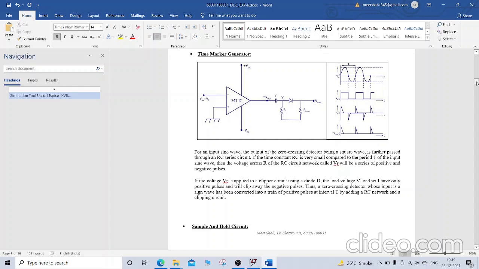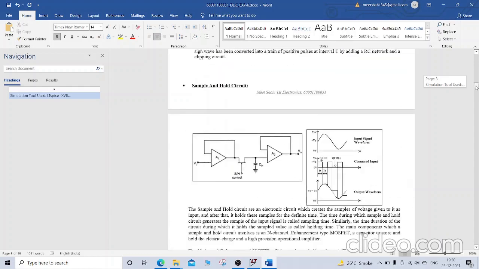If the voltage VR is applied to a clipper circuit using a diode, the load voltage will always have only positive pulses and will clip away the negative pulses. Thus, a zero crossing detector whose input is a sine wave has been converted into a train of positive pulses at interval T by adding an RC network and a clipping circuit.